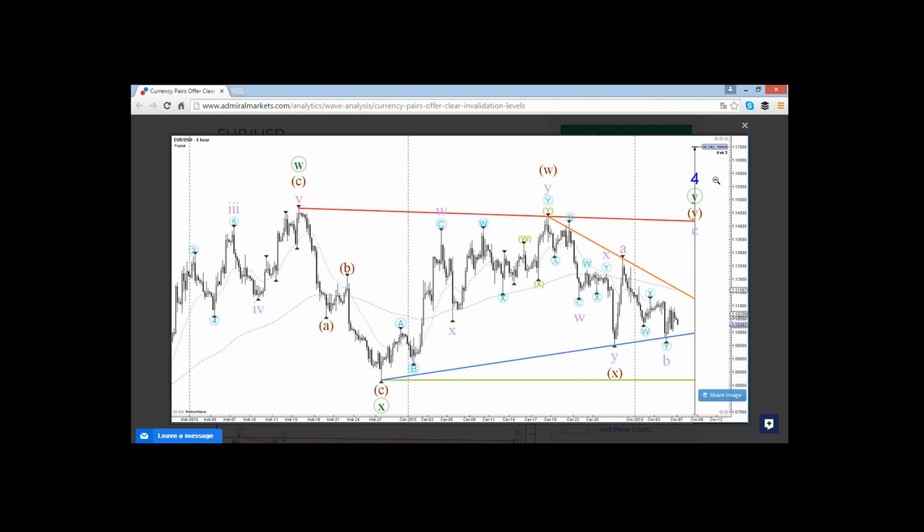Ultimately, in the longer run, I'm still expecting a wave four to be higher. But if we do break below this green line, the 108, then that wave four at a higher point might not happen.